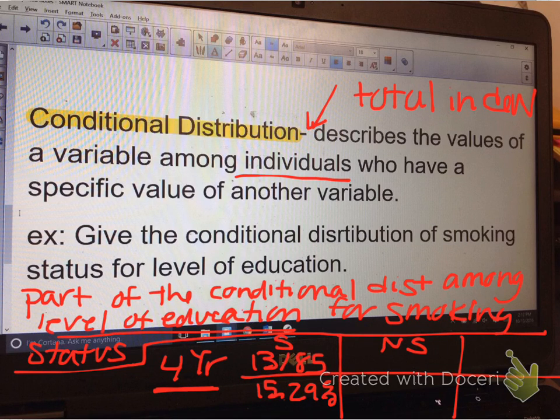Then the non-smokers, there were 72 of them. And 72 divided by 85, or just 1 minus 15.29, is approximately 84.71. So in that piece, when I'm giving part of that conditional distribution, I am looking for a percentage, okay? I am looking for a percentage there.